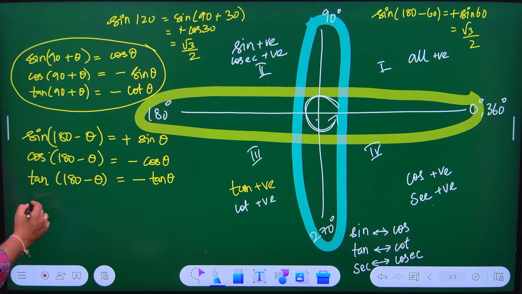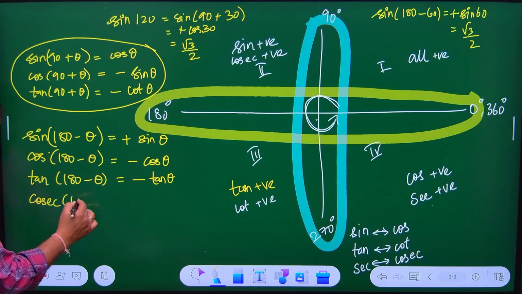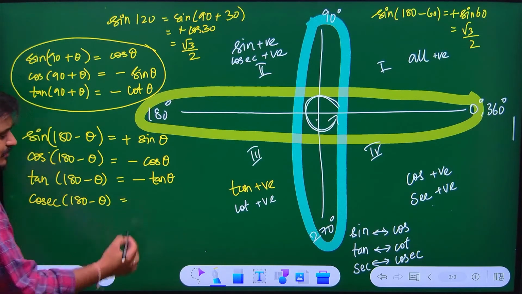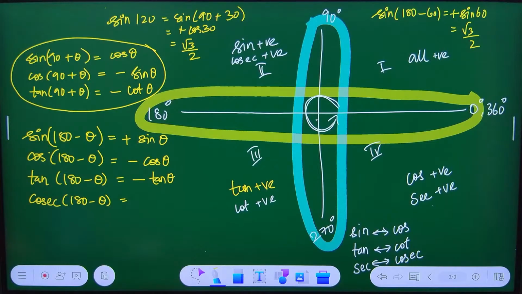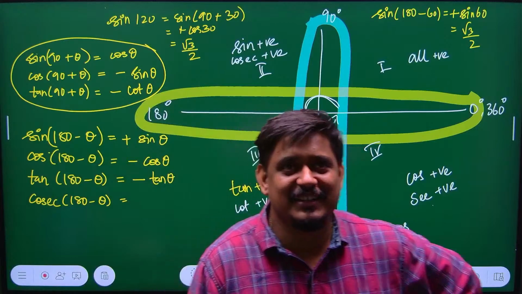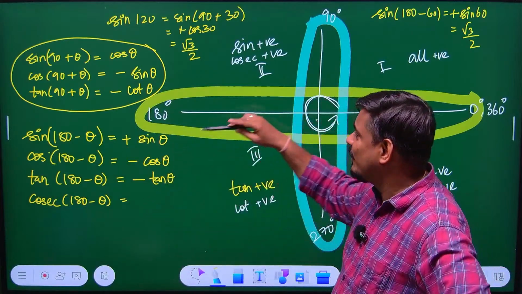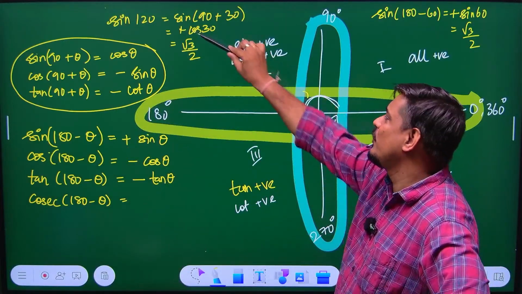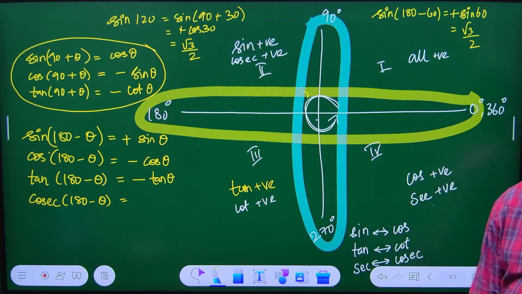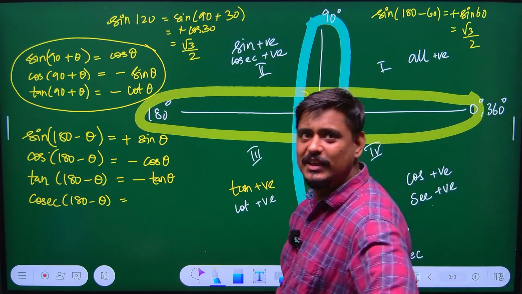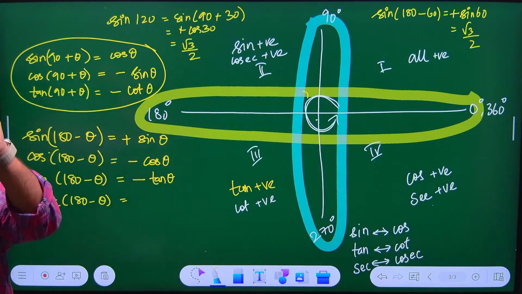Sudarshan, unmute yourself. Cosec 180 minus theta. Which quadrant? Awake or sleeping? Third quadrant? 180 minus theta, this quadrant only, no? Second quadrant only. You listen, okay? I'll come to you once again.